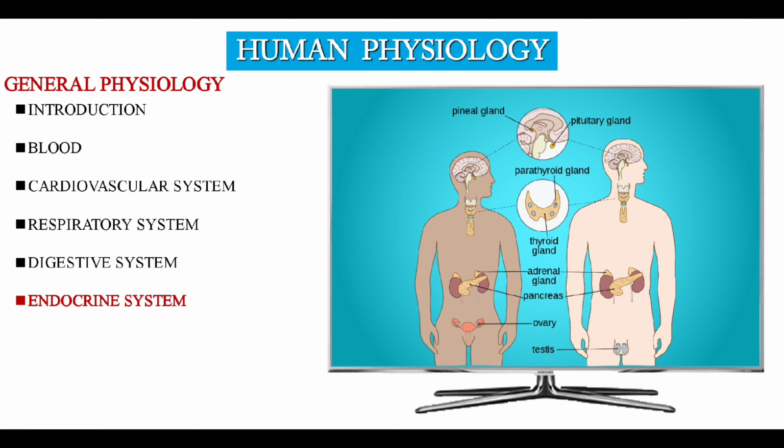And the next one is endocrine system, in which we have to study anterior pituitary, posterior pituitary, thyroid and parathyroid, adrenal cortex and adrenal medulla, thymus, pancreas and blood sugar regulation.